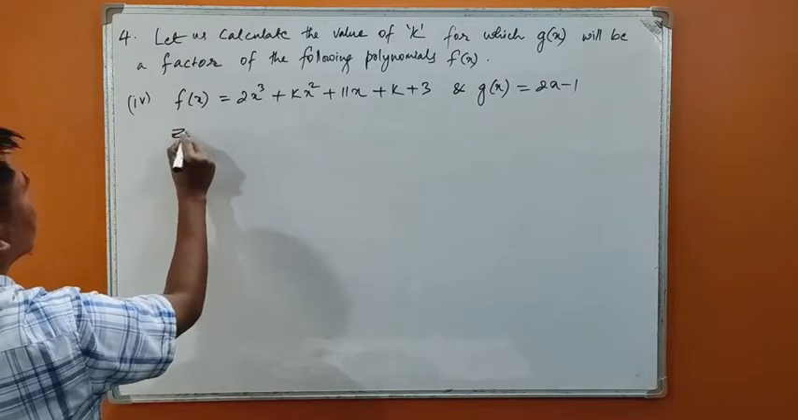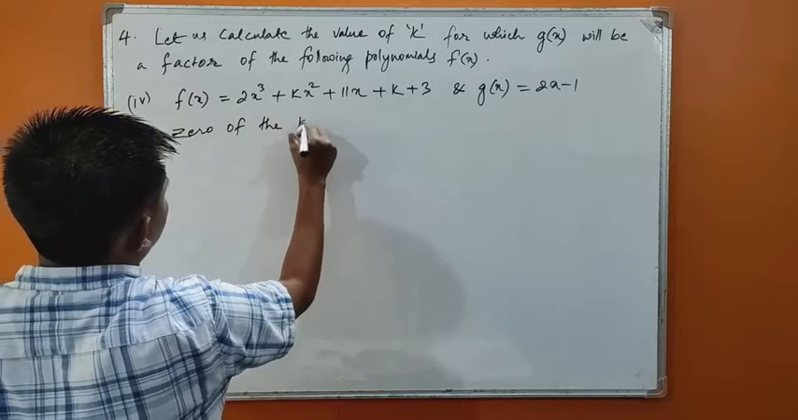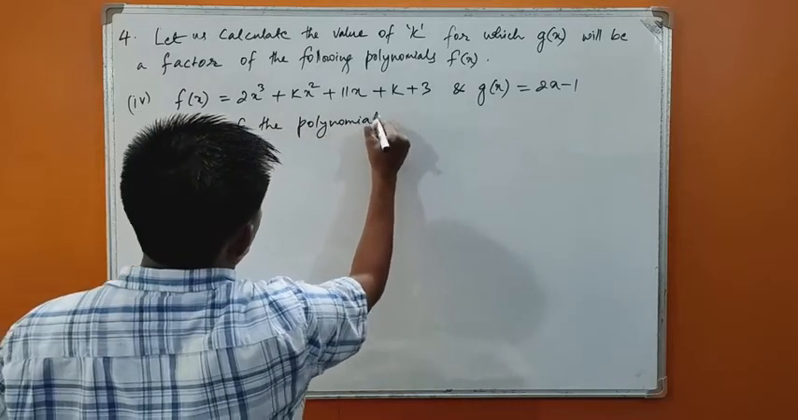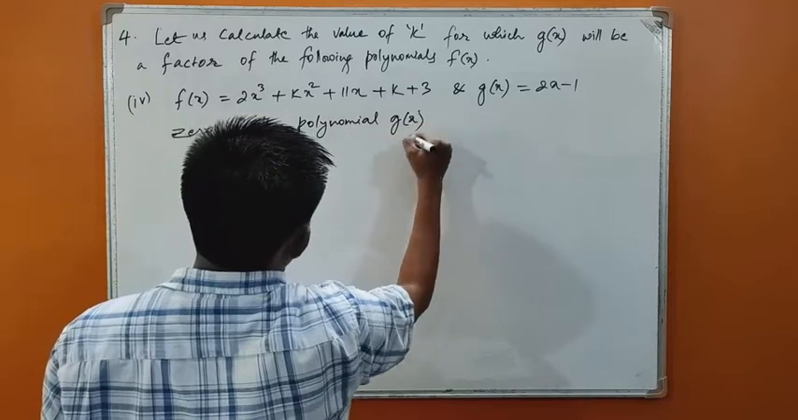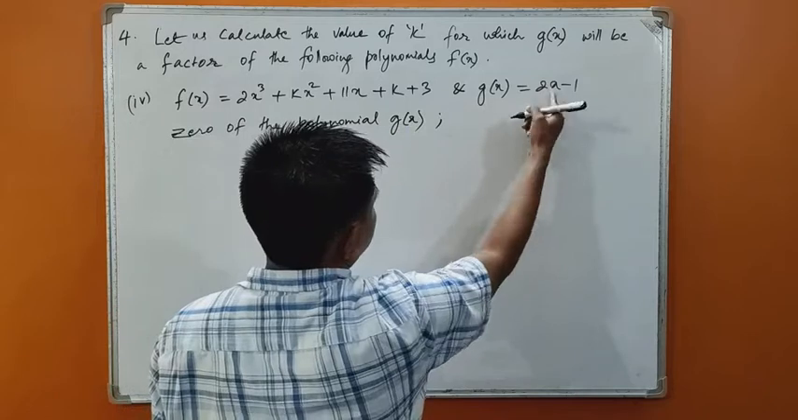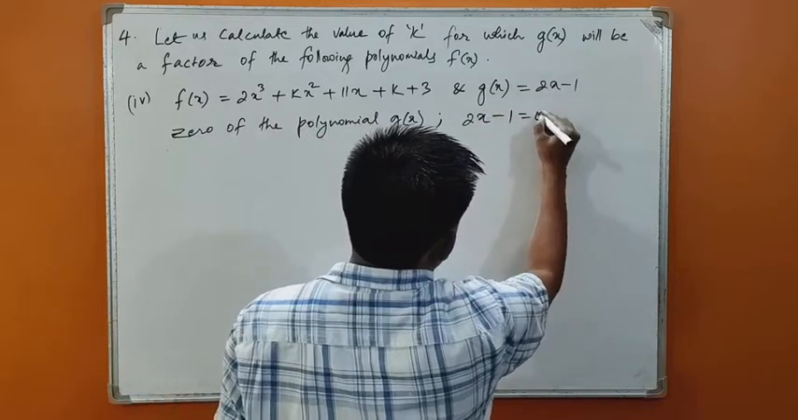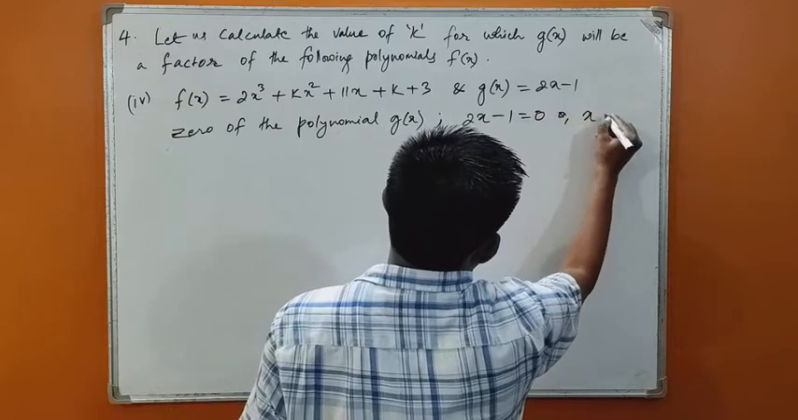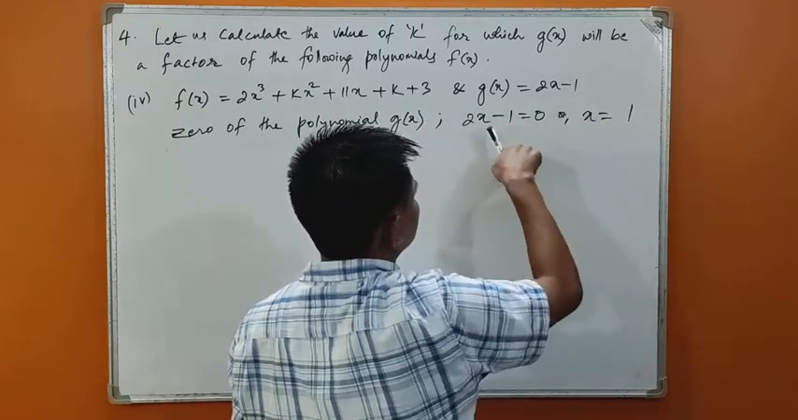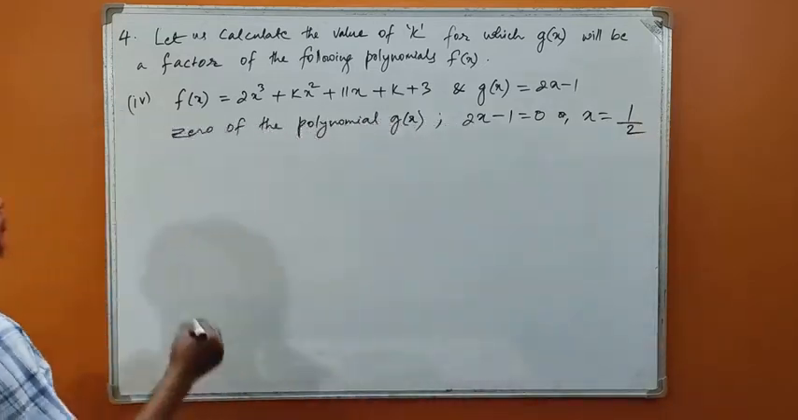Zero of the polynomial g(x). Zero of the polynomial means g(x) should be equal to 0, isn't it? So g(x) is this and this should be equal to 0. 2x minus 1 equals 0, which means 2x equals 1, when we take it to the right hand side it becomes plus 1, and this 2 comes to the denominator, isn't it? x equals 1 upon 2.